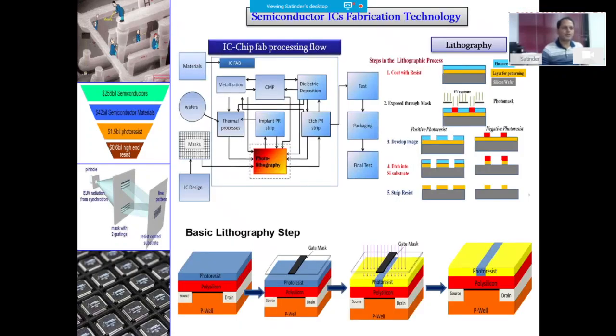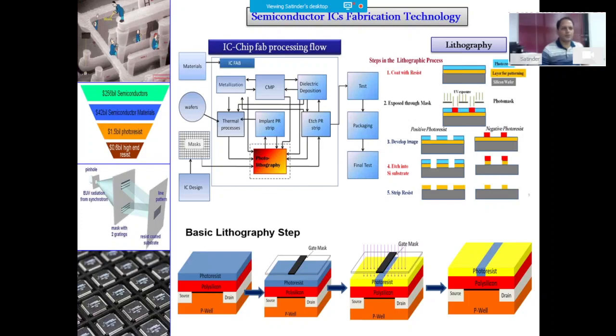So now you can understand why lithography plays a very important role. On the left-hand side, you can see the IC chip fab process flow. We start with the wafer, then thermal processing, ion implantation, etching, dielectric deposition, chemical mechanical polishing, and metallization. But all these pathways pass multiple times through the photolithography block.